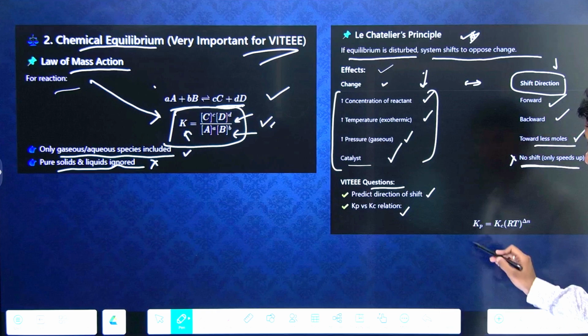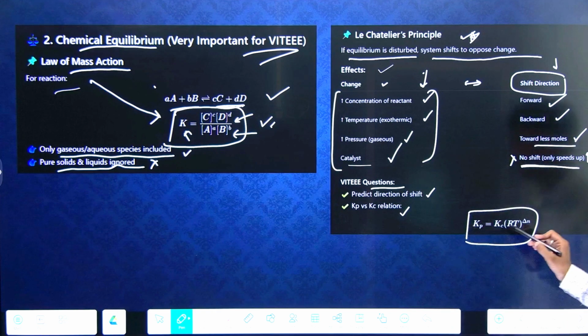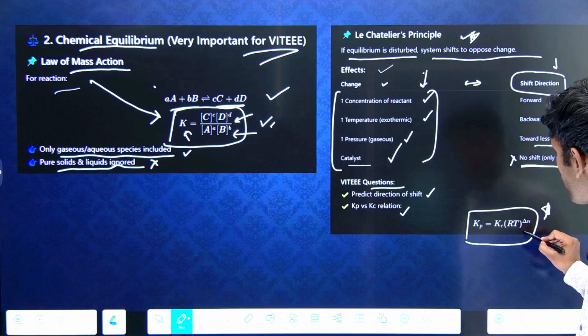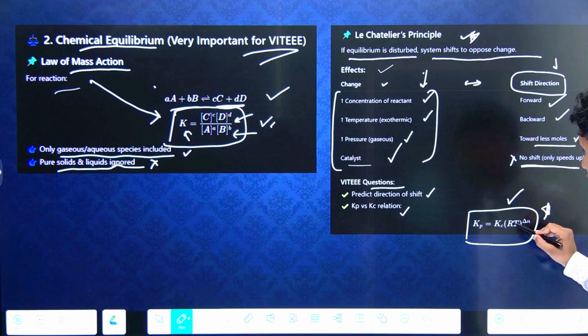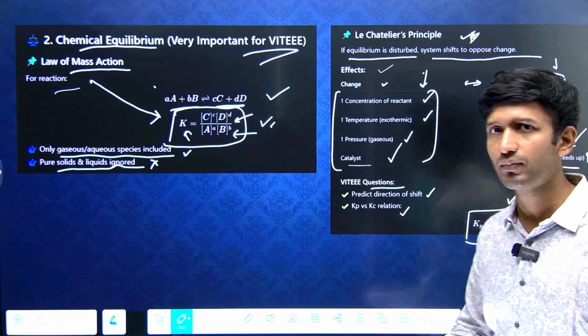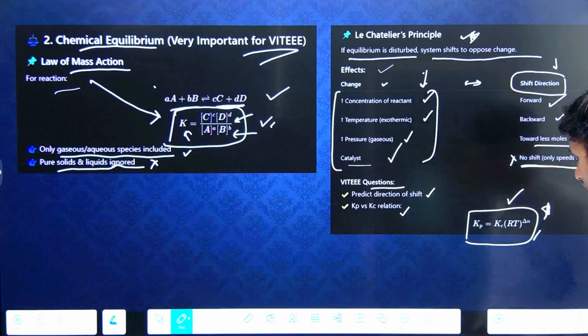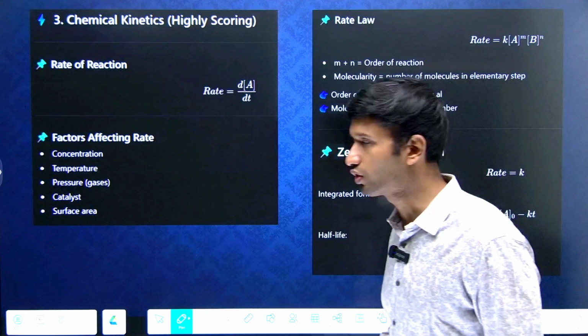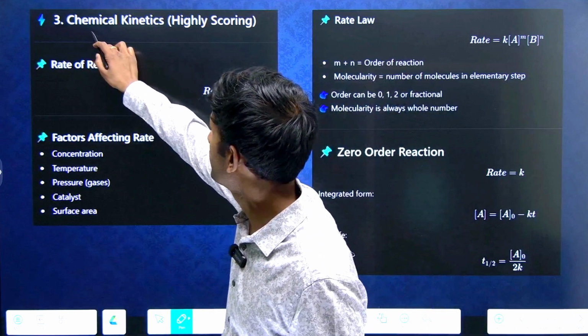Kp versus Kc relation can also be expected. So this is the Kp versus Kc relation, important. Kp equals Kc into RT to the power of delta n. Very important relation. Just keep it in mind. You can just learn it by heart and understand it properly. So whenever MCQs are expected, you can solve them very quickly if that will be on your fingertips.